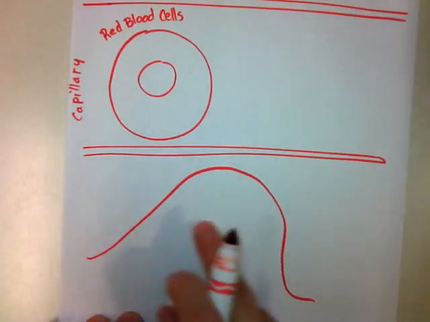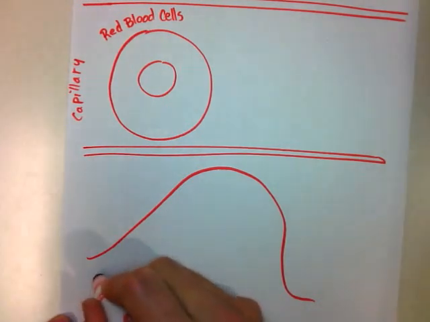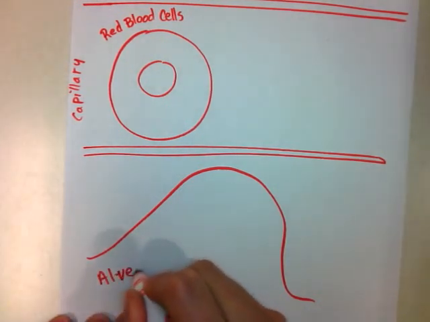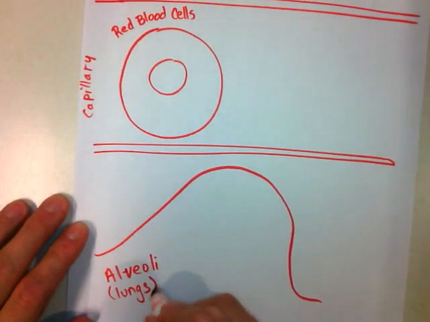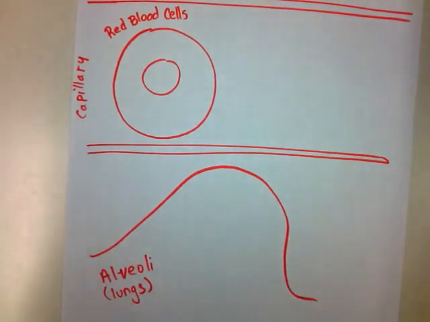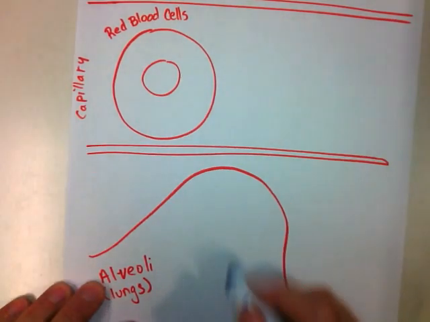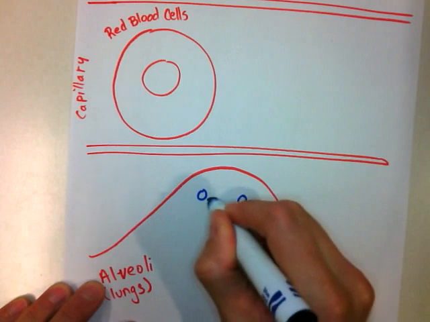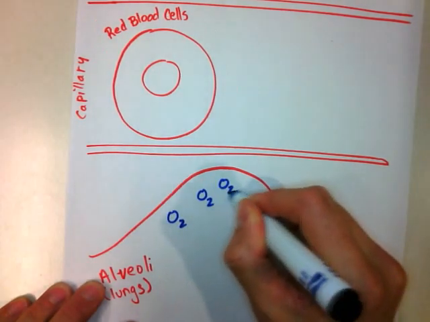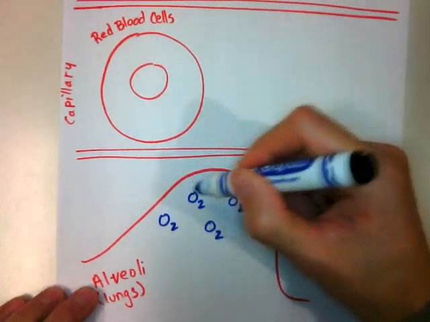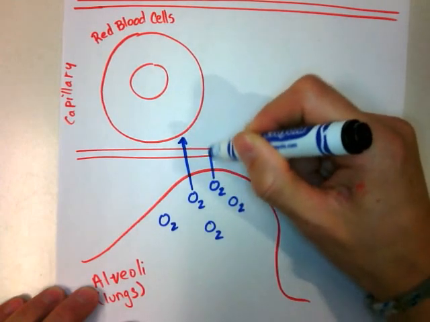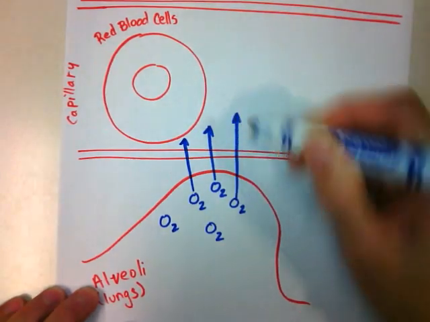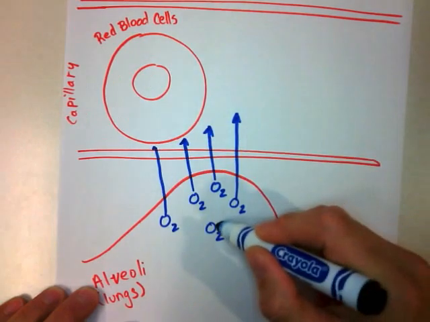Down in here, this thing is a small part of my alveoli, which is inside the lungs. So remember, our diaphragm moves in and out in order to draw in oxygen. So oxygen is now inside the alveoli. And this is a very thin membrane. This oxygen goes into the capillary and surrounds the blood cells.